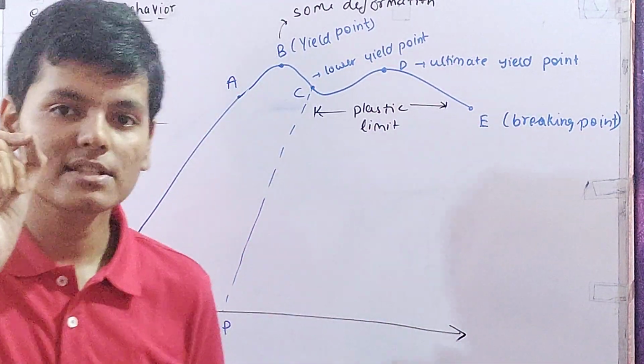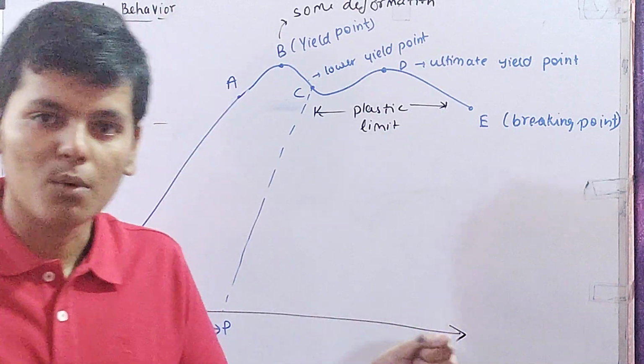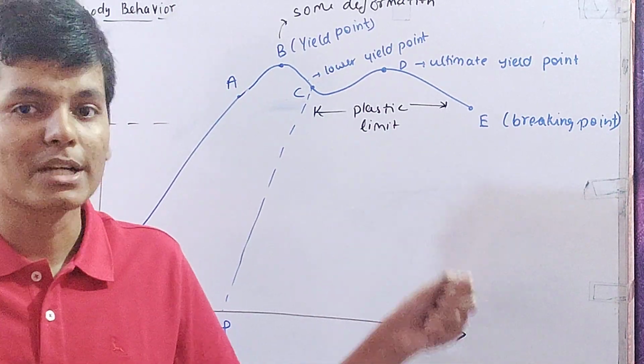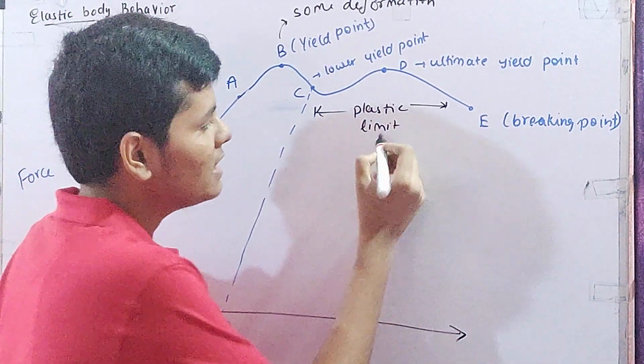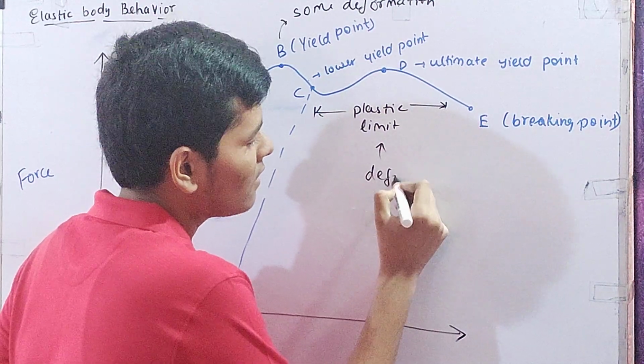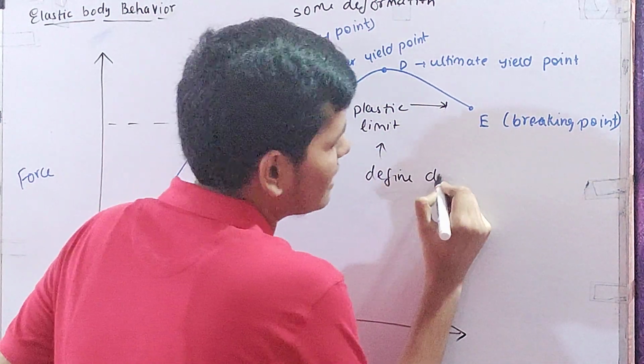But if you take for example gold, so if you keep on pulling the gold, it will not come back to its original place. So that property is used to define ductility.